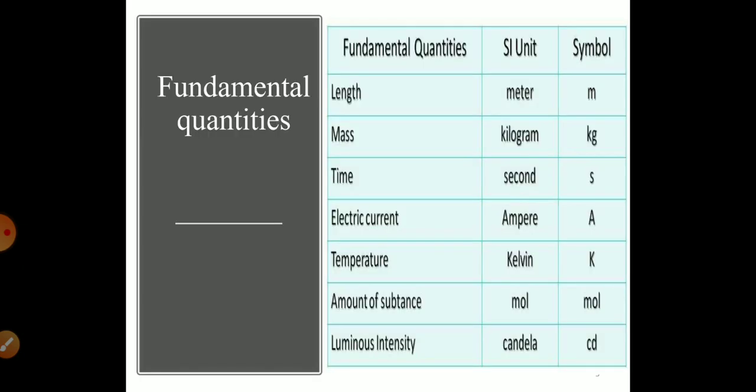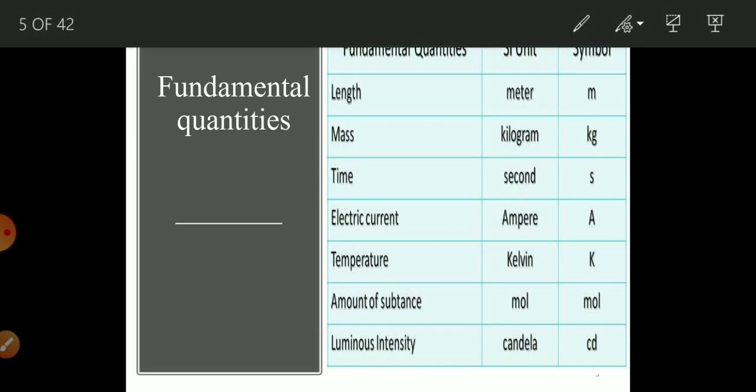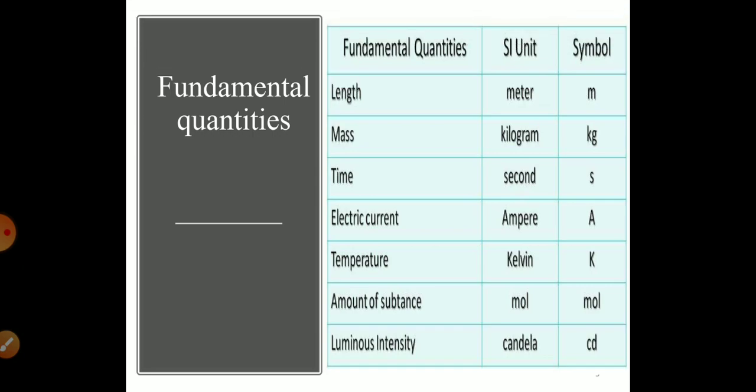So, the fundamental quantities, which do not depend on other fundamental quantities. That is length: SI unit is meter, symbol m. Mass: SI unit is kilogram, symbol kg. Time: SI unit is second, symbol s. Electric current: ampere, symbol A. Temperature: Kelvin, symbol K. Amount of substance: mole, symbol mol. And luminous intensity: candela, symbol cd.